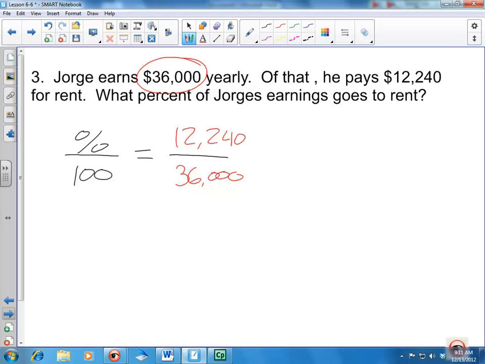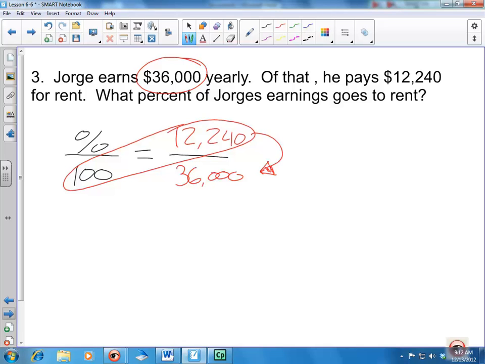Now, we can solve that just like we've been solving our proportions all this week. We can cross multiply and then divide. Now, whenever I cross multiply 12,240 times 100, what does that give me? Does that give me 1 million? 1,224,000. And then I'll have to divide that by 36,000.